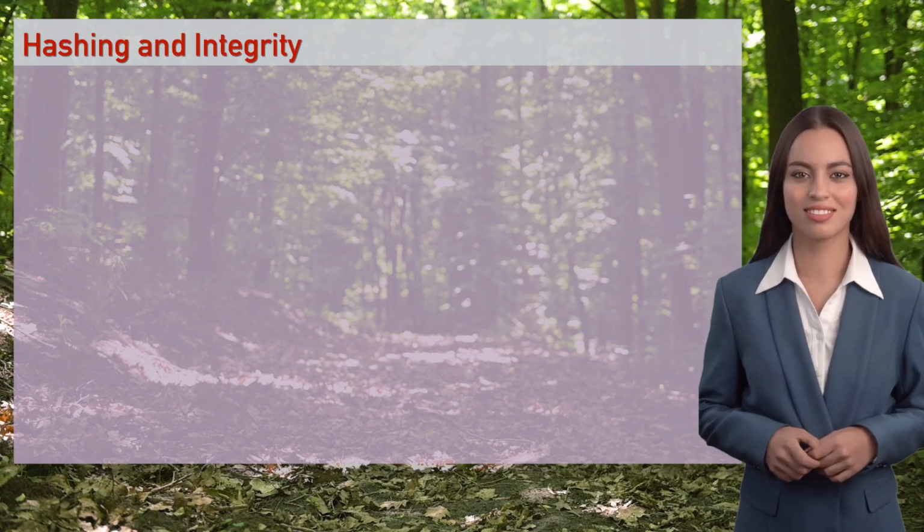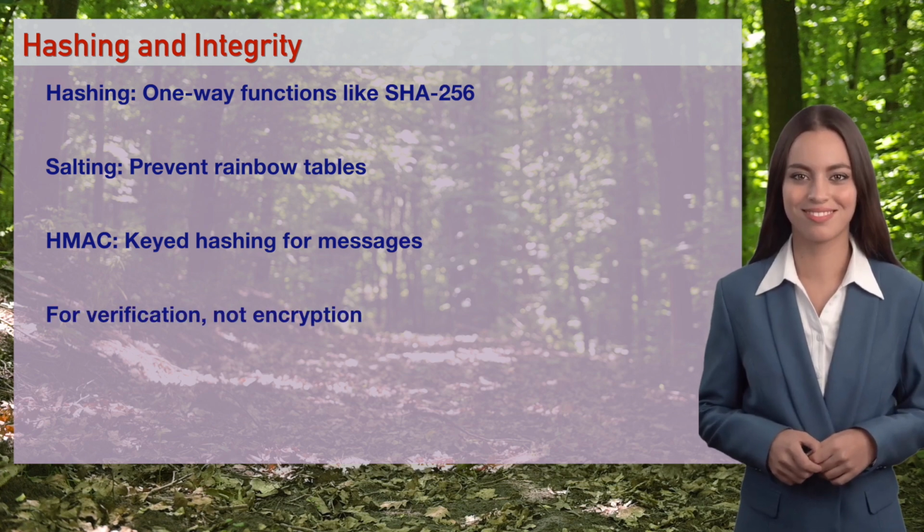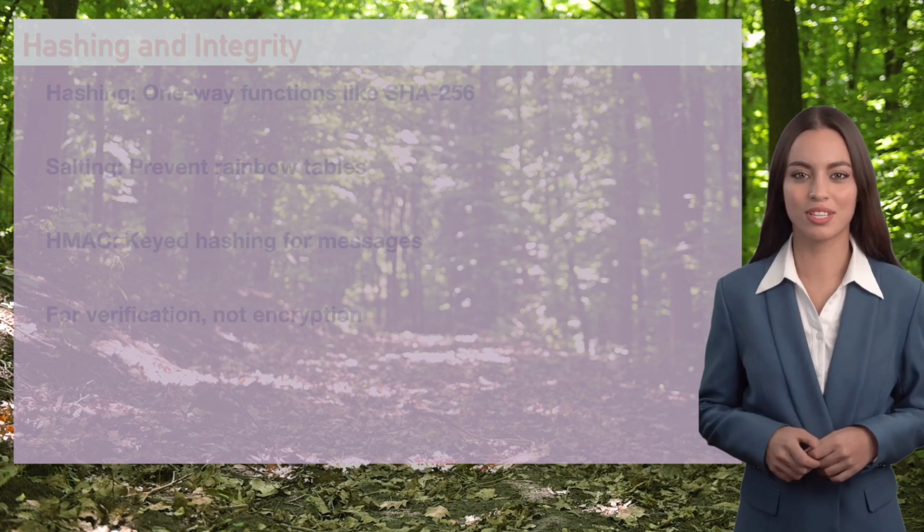Hashing for integrity. One-way functions like SHA-256 produce fixed-size digests from data, irreversible. Add salting to hashes for uniqueness against attacks. HMAC combines hashing with keys for message authentication. Used for verification, like password storage or checksums, not for reversible encryption.